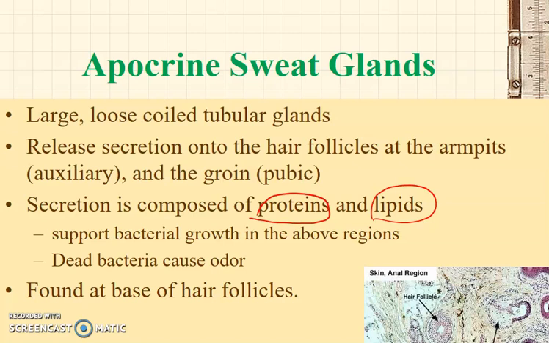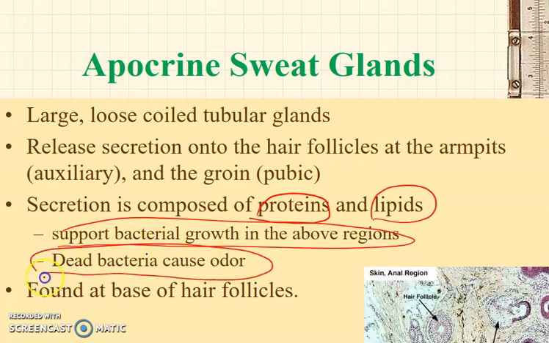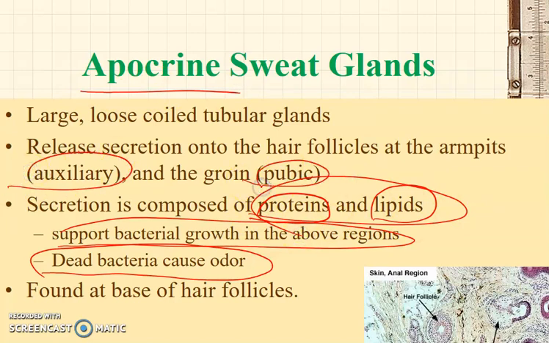So, now why does this sweat stink? Well, bacteria love proteins and lipids. It looks at you as a big, giant protein-lipid factory. Now, in your armpit, it doesn't breathe that much. Not enough oxygen. The bacteria die. So dead bacteria cause odor. So, apocrine sweat is rich in proteins and lipids. It is found only in the axillary and pubic regions, and it's associated with hair follicles.